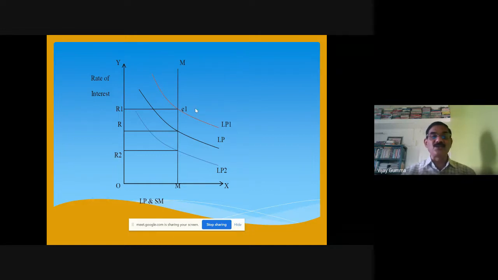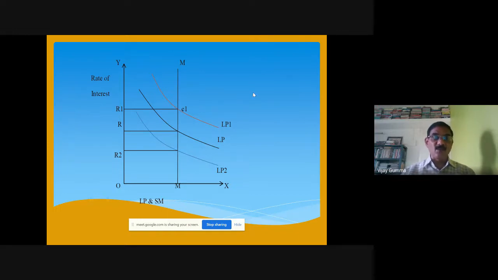The actual rate of interest is determined by the equality between the demand for money and supply of money. This is called the liquidity preference theory of interest. Liquidity preference means the desire to hold money in the form of cash, in other words called demand for money. According to John Maynard Keynes, in a given period of time, the supply of money is determined by the monetary policy of the central government and the central bank of a country, and therefore it remains constant.